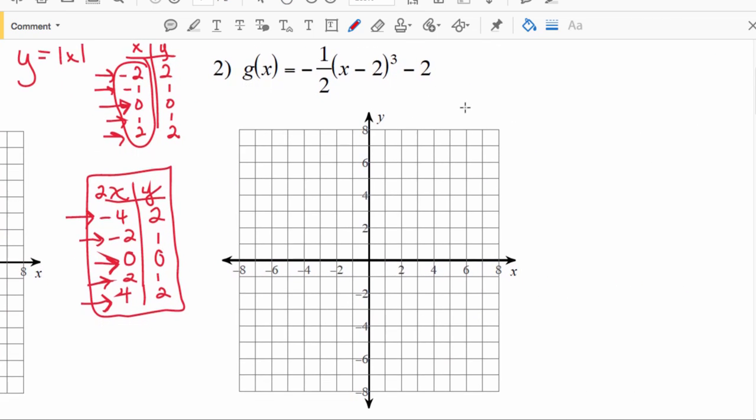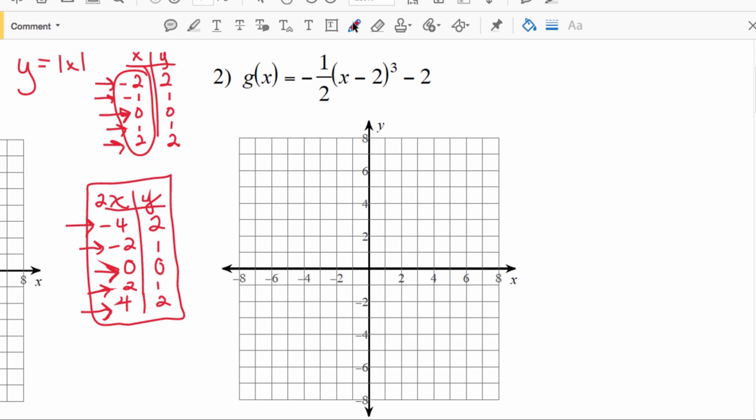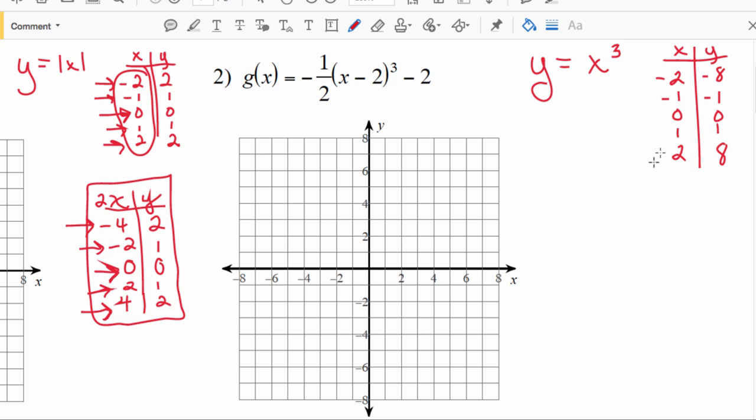Okay, so let's go ahead and do number 2. And number 2 has a parent function of y equals x cubed. And the table for y equals x cubed has x values that go from -2 to 2. And then when you cube all these numbers, you get -8, -1, 0, 1, and 8.